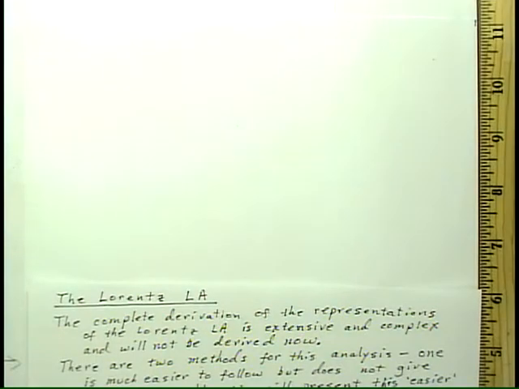The complete derivation of the representations of the Lorentz-Lie algebra is very extensive and would really take us about a one-semester course to do properly. And so we will only take the results and explore that in separate lectures. There are two methods for this analysis. One of these is much easier to follow, but it does not give complete results. We'll present that easier one later on after we present the complete presentation and solution, which is due to the Russian physicist Gelfand.